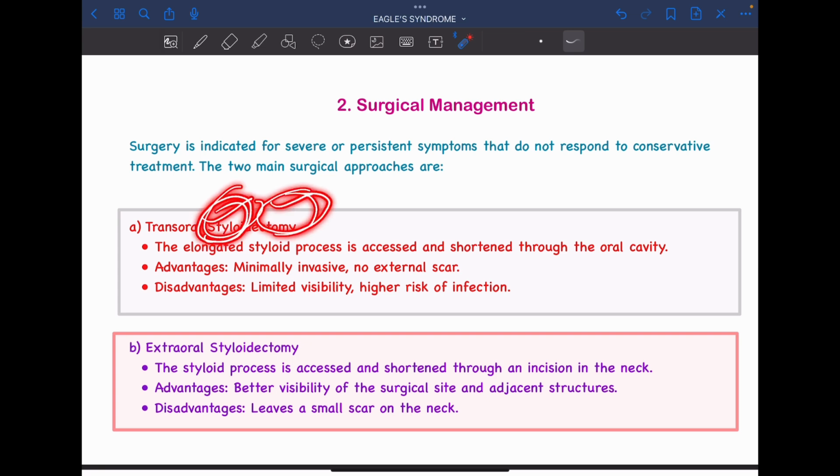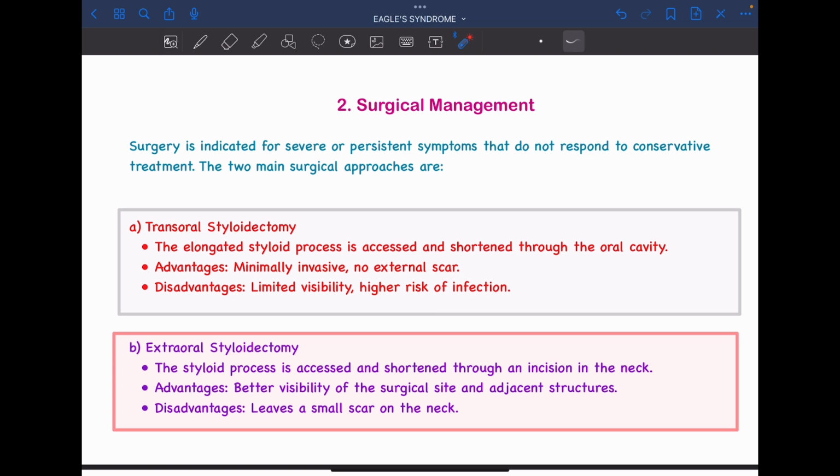Styloid process, and ectomy means removal, right? So the name itself indicates, the elongated styloid process is accessed and shortened through the oral cavity itself. What are the advantages? It is a minimally invasive procedure and there is no external scar formation. Disadvantages: as we are approaching through the oral cavity, the visibility is limited and there is a higher risk of infection.